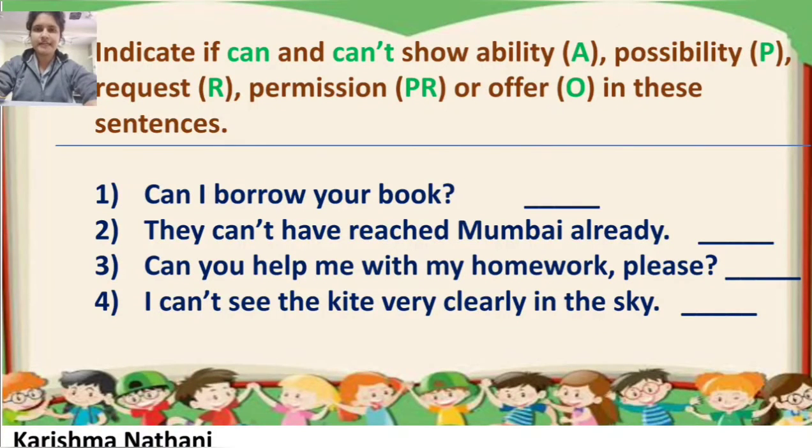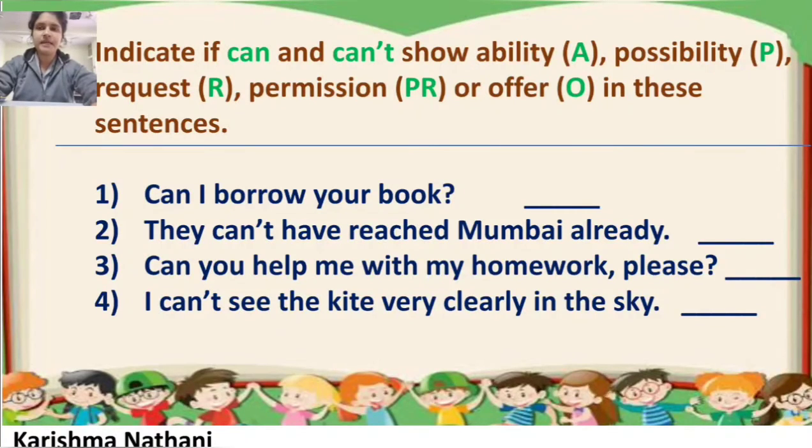Let's start with your text exercise. First is, indicate if can and can't show ability A, possibility P, request R, permission PR, or offer O in these sentences. As we know, can and can't show ability, possibility, request, permission, or offer. We have to read each sentence. If it shows ability, we write A. If it shows possibility, we write P. If it shows request, we write R. If it shows permission, we write PR. And if it shows offer, we write O.